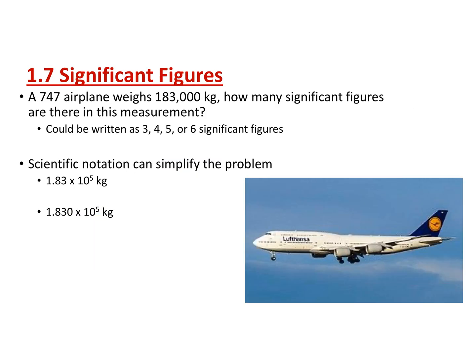One way to help us with significant figures is by writing things in scientific notation. In scientific notation, you only report significant figures. So for example, a 747 airplane weighs 183,000 kilograms. How many significant figures in this measurement? It depends on how you write that. It could be 3, it could be 4, 5, 6 significant figures.